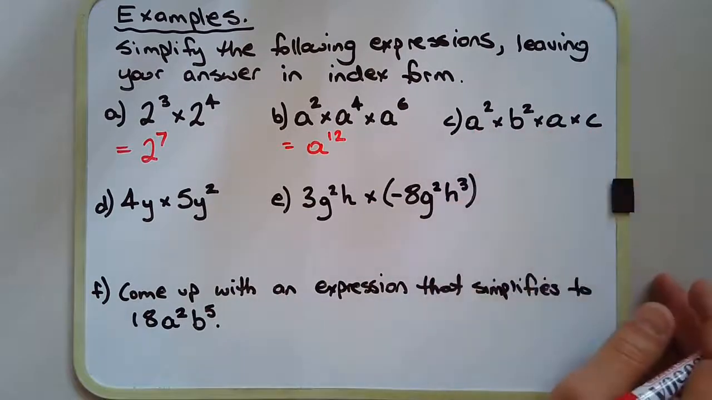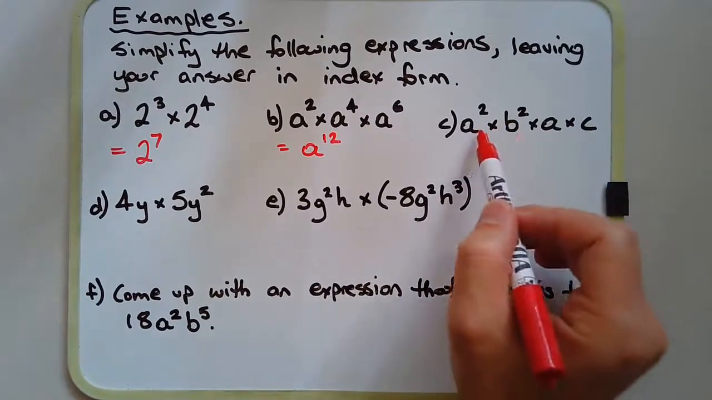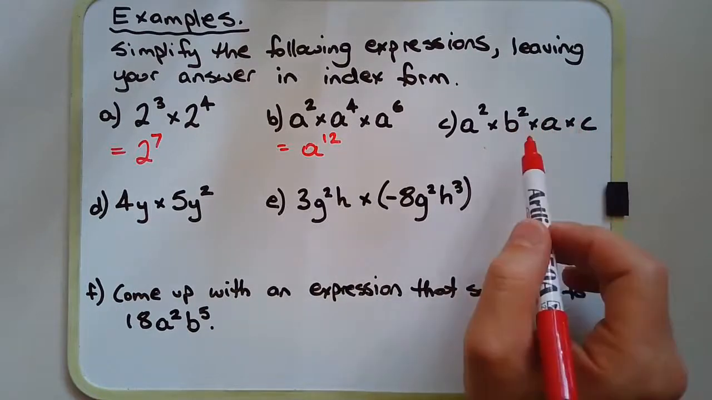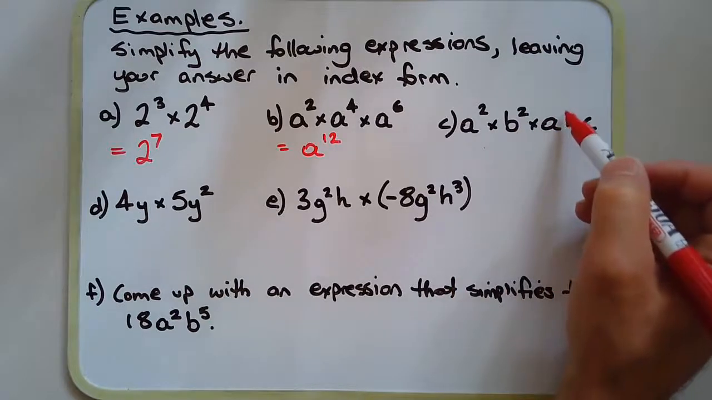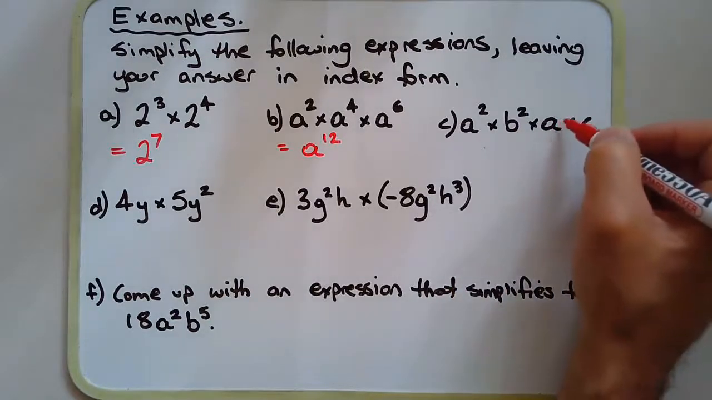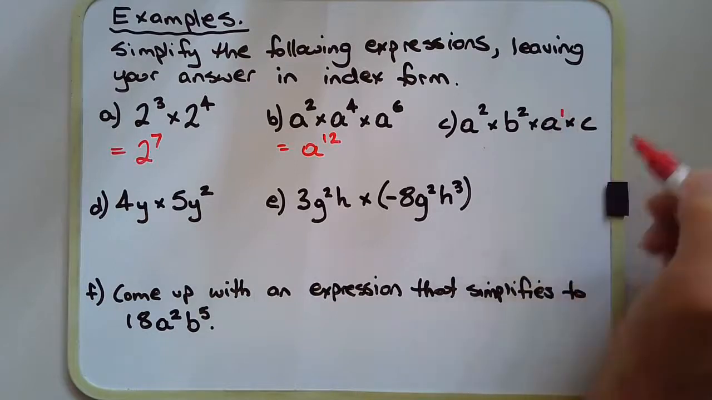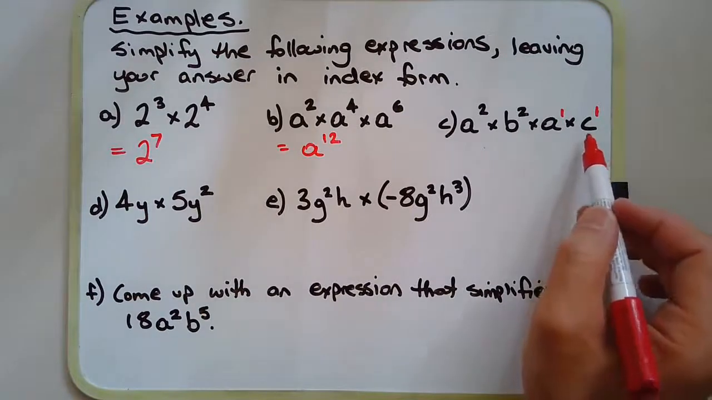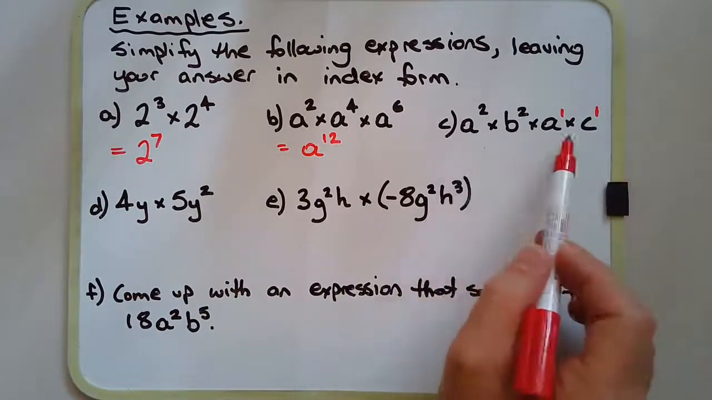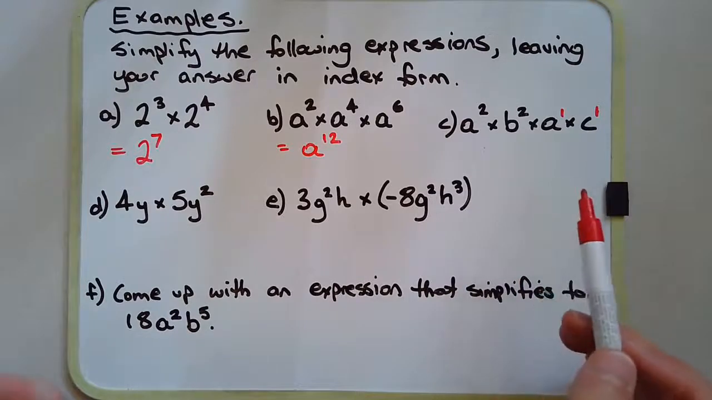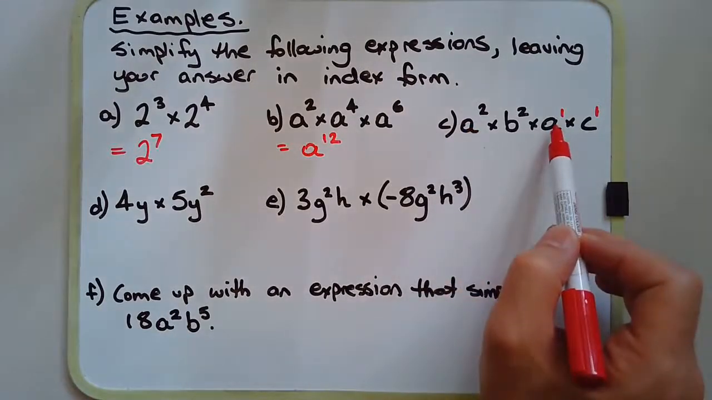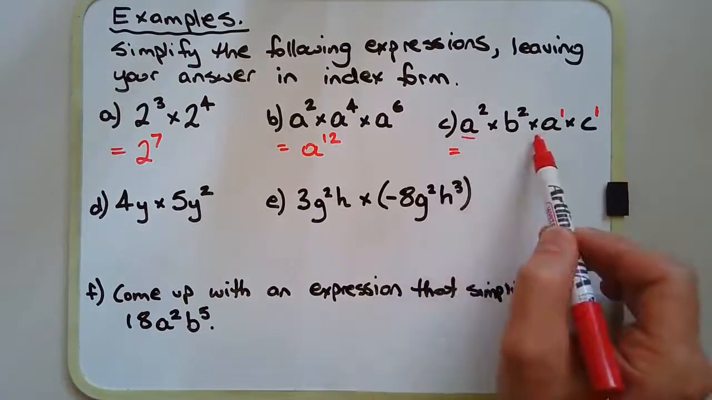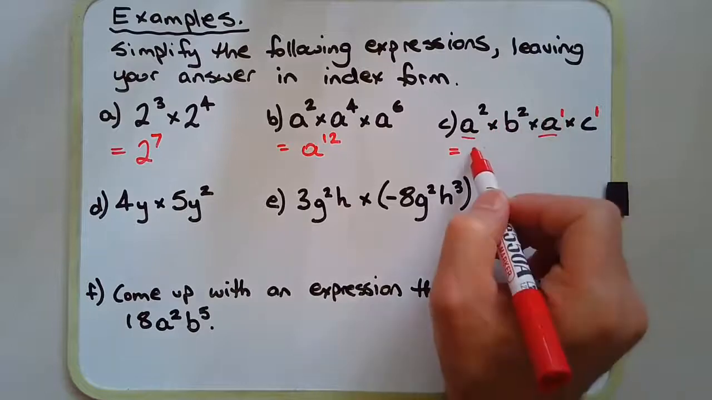What about this one here, part C? We've got a squared times b squared times a times c. Not all the bases are the same this time. And also, we have an a without an index. A pronumeral that doesn't have an index is assumed to have an index of 1. Same thing with the c here. Now we need to look at bases that are identical, or like bases. We have an a squared here, and an a to the 1 here. Because the bases are the same, we can just add the indices. So that's going to be a cubed.